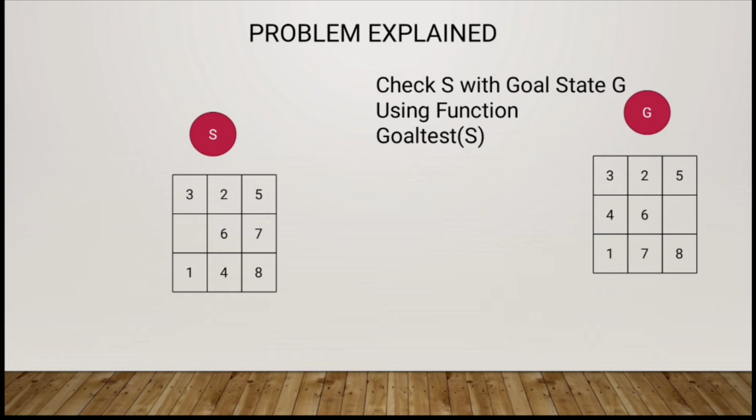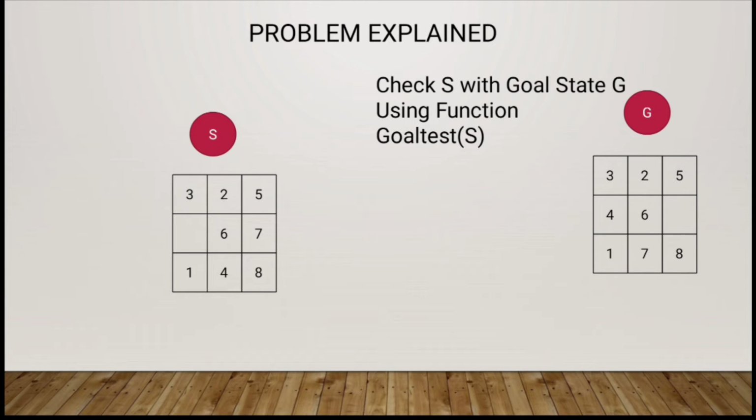So the initial procedure is we are going to check that S with the goal state. And we are going to say that if S is a goal state, then the problem is solved. But look at the problem here in front of us: here S is different from G. So it will return false. In this scenario I'm using this goal test function to check S with G. If it is the same, I'm going to return true, or else I'm going to return false.